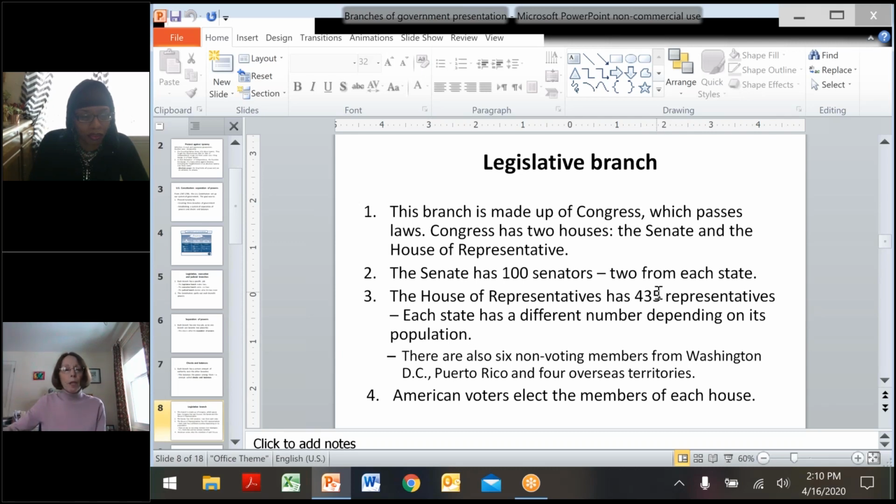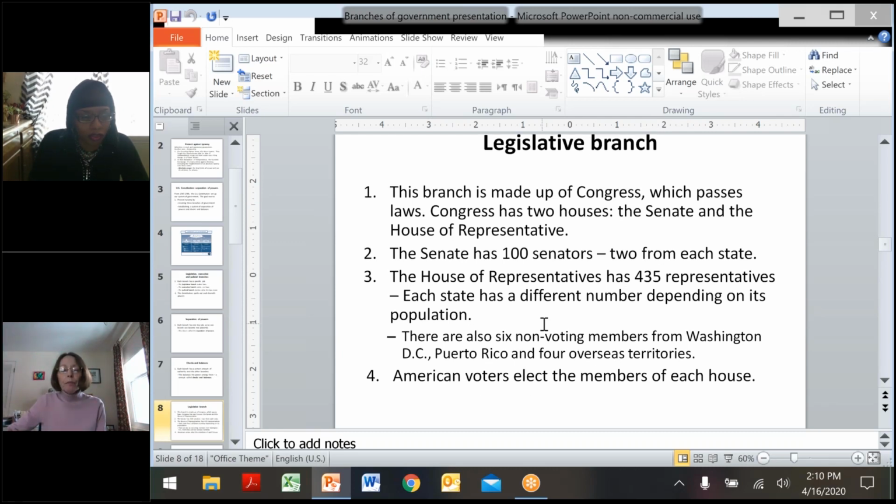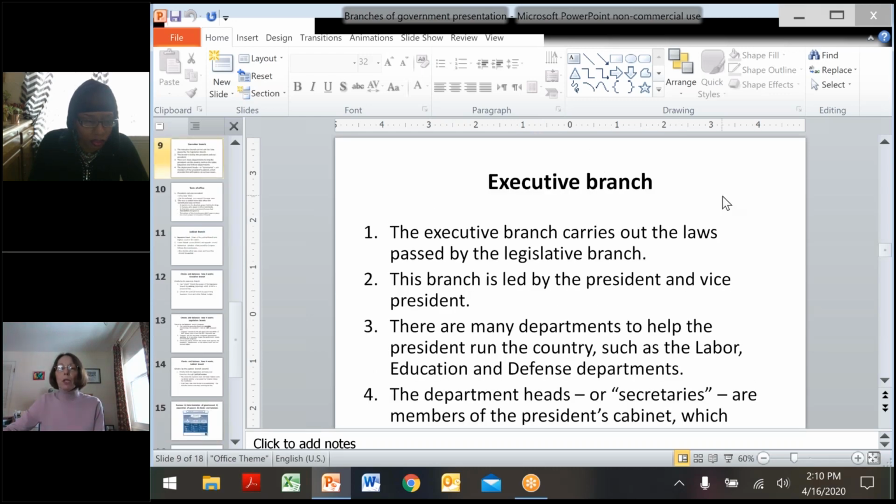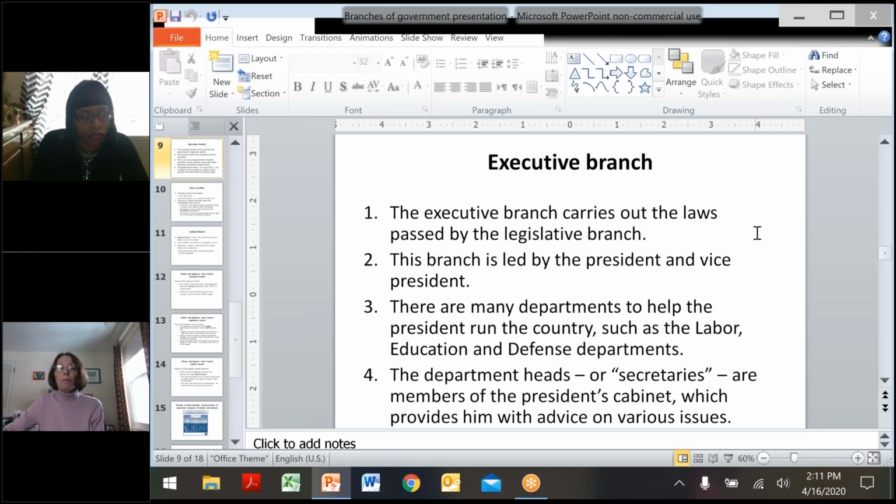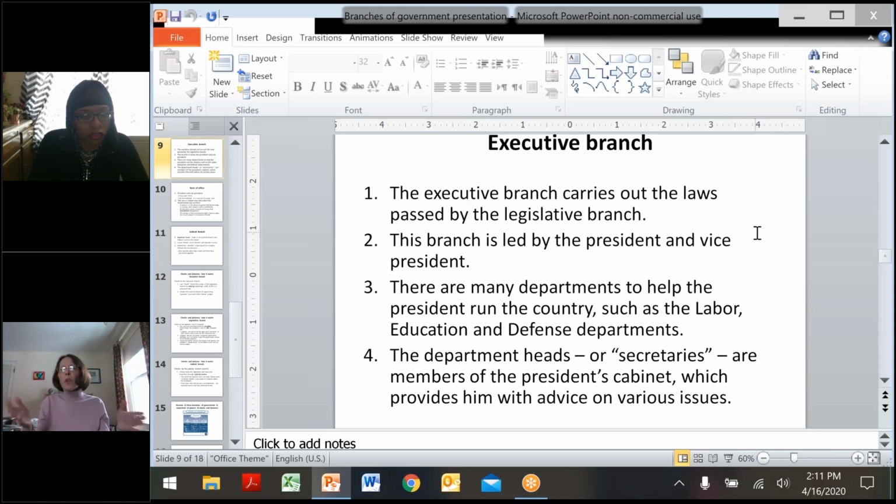Okay, let's look at the executive branch a little more. The executive branch carries out the laws passed by the legislative branch. This branch is led by the president and vice president, currently President Trump and Vice President Mike Pence. And then there's a whole range, like 14 or 15 departments right now that help the president run the country. That includes labor, education, defense departments.